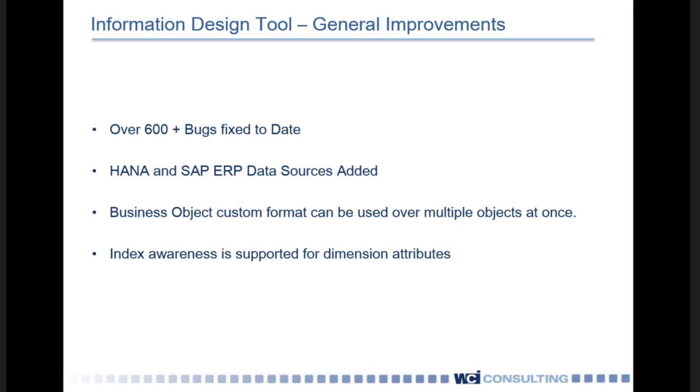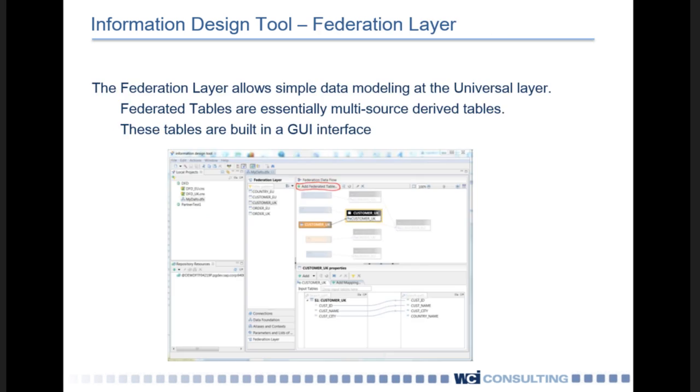You can use custom formats on your business objects and now apply them to multiple objects at once, which is very, very helpful for anybody who has had to go back and create multiple items. We've also added index awareness for dimensional attributes, which can help improve the query time at the platform and query level.